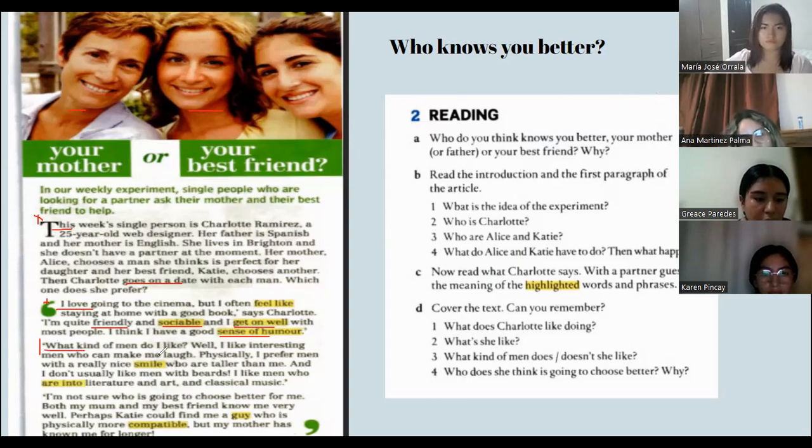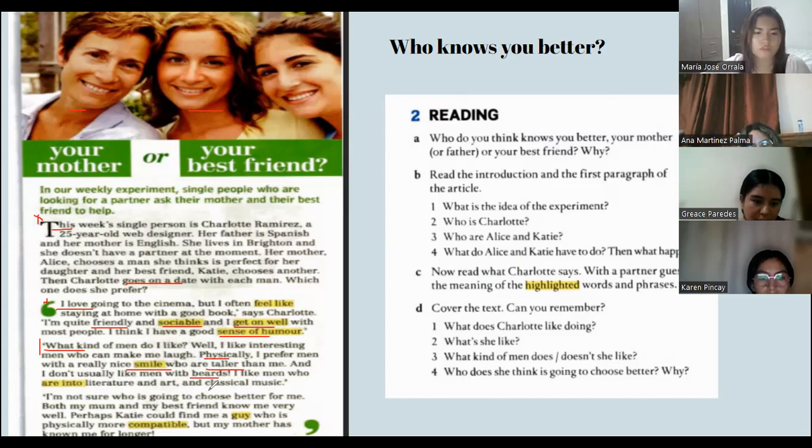What kinds of men do I like? I like interesting men who can make me laugh. Physically, I prefer men with a really nice smile, taller than me. And I don't usually like men with beards. I like men who are into literature and art and classical music.